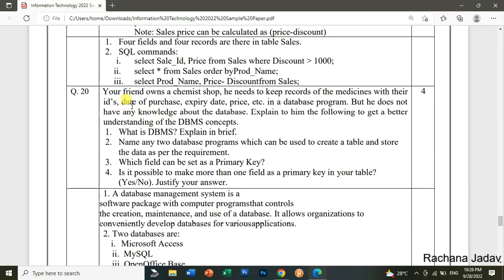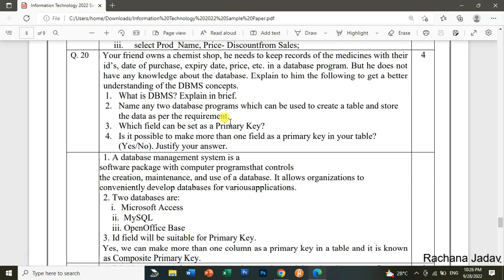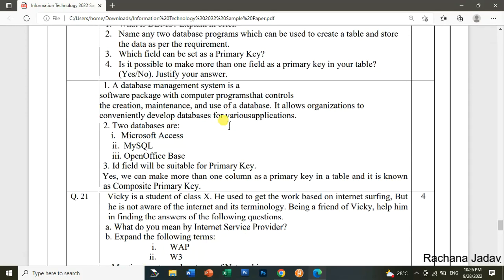Okay. Next, your friend owns a chemist shop. He needs to keep records of the medicines with their IDs, date of purchase, expiry date in a database program, but he does not have any knowledge about the database. Explain to him the following to get a better understanding of DBMS concept. Again, it is theory based also and you can say practical also. तो अगर आपको अच्छे से आता है तो प्लीज उस चीज को चेक कर लेना.